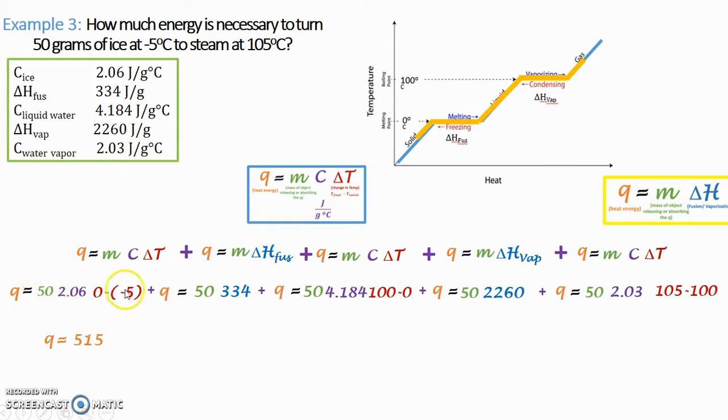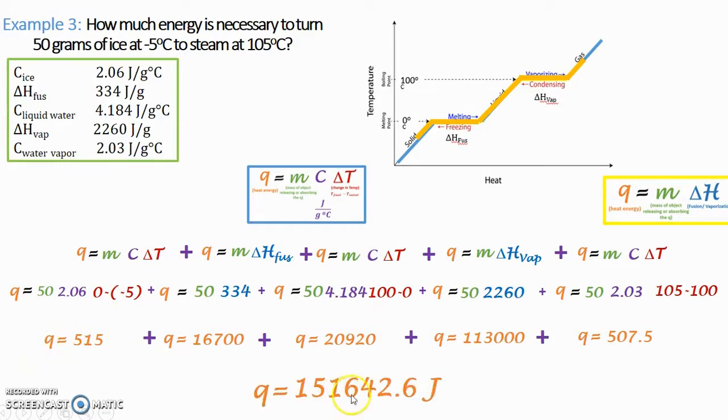So when you do this equation, you're going to get a Q value of 515 added together to a Q value of 16,700, and then you're going to add this together. You're going to multiply this over, and then you're going to multiply this over. The last thing that you need to do is add up all these Q values together to get your final answer. And when you do that, you're going to get a final change in heat, which is going to be 151,642.6 joules in order to take ice from -5 degrees Celsius and turn it into steam at 105.